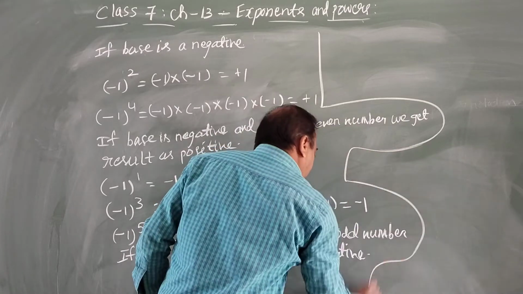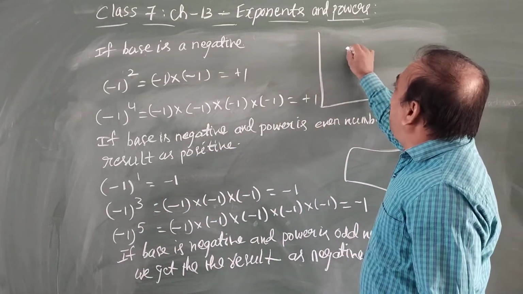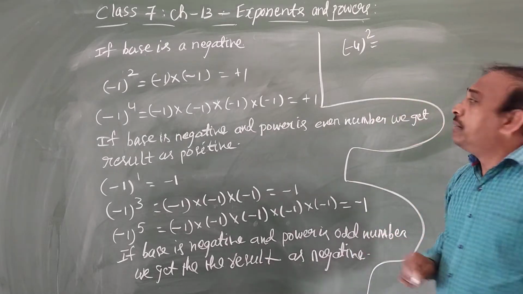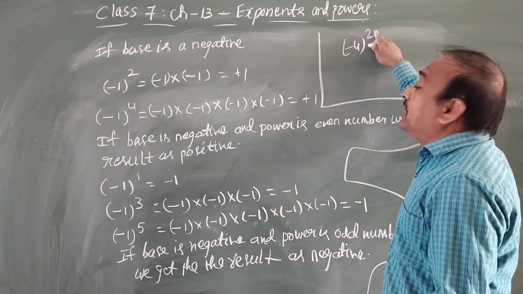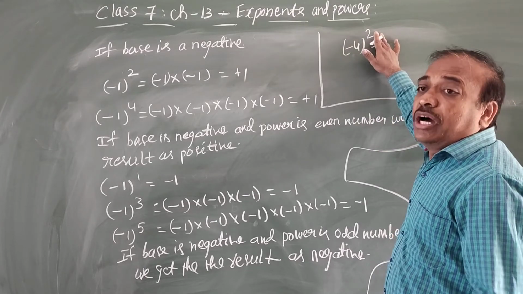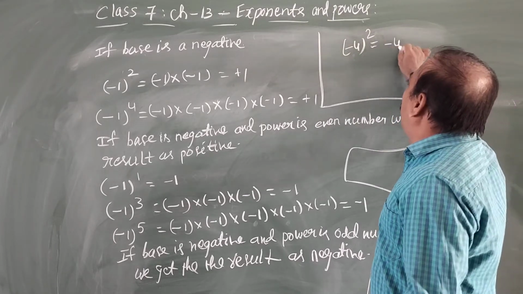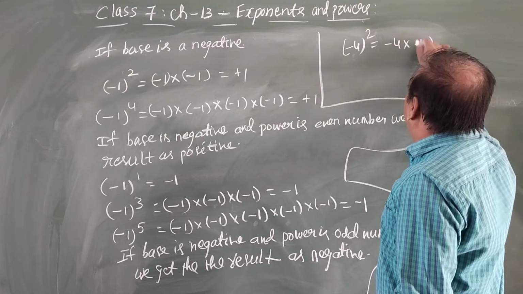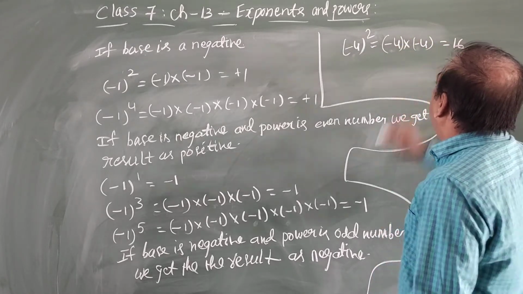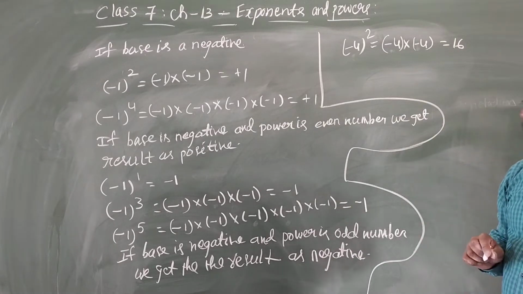We'll try minus 4 whole square. Meaning minus 4 squared. How to read this one? Minus 4 to the power 2, or squared. So minus 4 into minus 4. Minus into minus plus, 4 4s are 16. Right? You got the positive result.